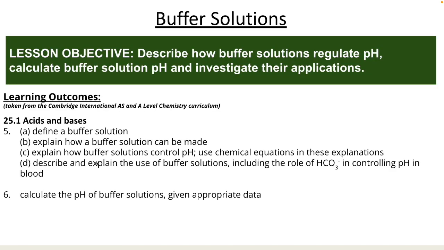What have we done? We have defined a buffer solution. We explained how a buffer solution can be made. We explained how buffer solutions control pH using some chemical equations. And right at the end, we described and explained the use of buffer solutions, including the role of hydrogen carbonate in controlling pH in blood. We calculated the pH of buffer solutions given appropriate data as well.